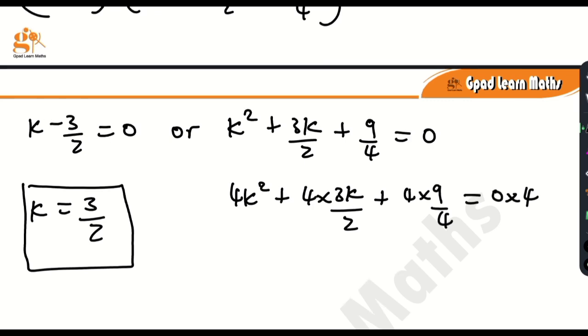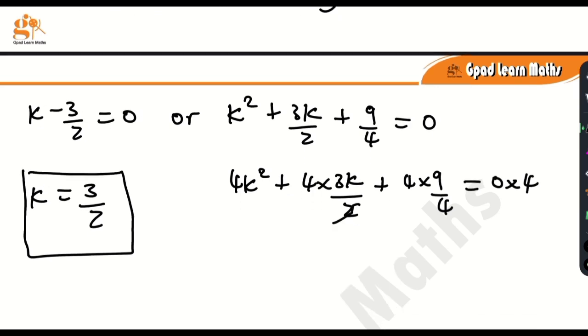Now if you simplify this, 2 will go into 4, 2 times. 4 will cancel 4. Then we have 4k squared plus 2 times 3k is 6k plus 9. Okay, and this is equal to 0 times 4, obviously is what? 0. So we have a quadratic equation without the fraction. It's going to be very easy for us to solve this quadratic equation.